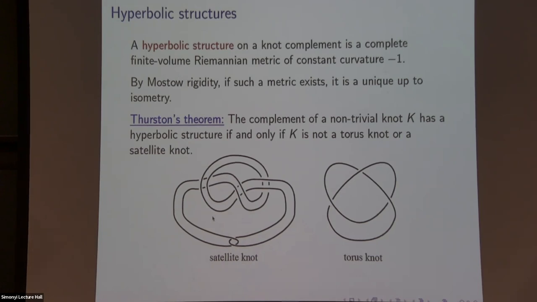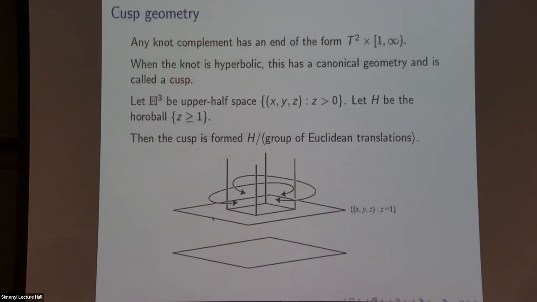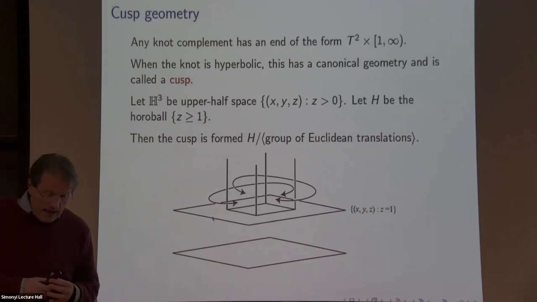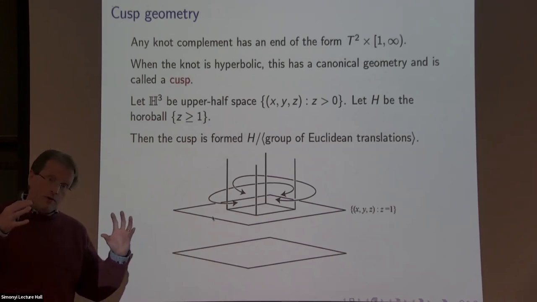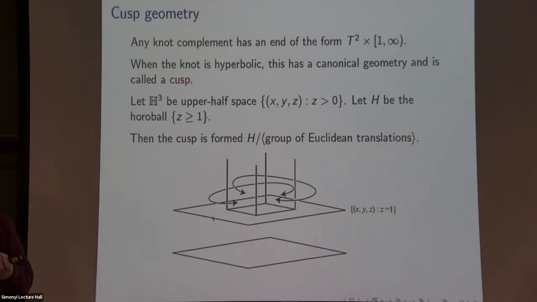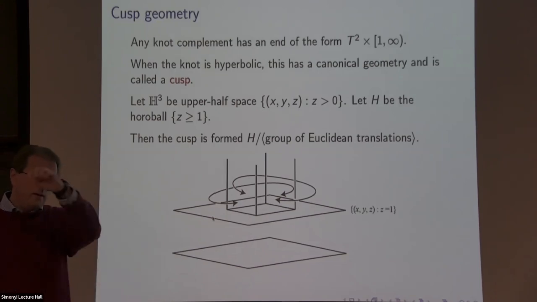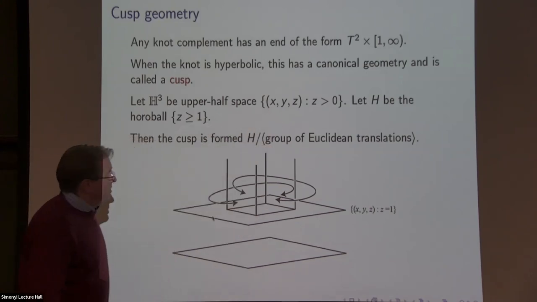Okay, so in some sense, generic knots are hyperbolic. And it's certainly reasonable to say that every knot can be built up from hyperbolic pieces and pieces that are somewhat like torus knots. There are lots of interesting aspects to the geometry of the hyperbolic structure. The one that's particularly relevant for us here is the so-called cusp geometry. Any knot complement has an end, which is just of the form torus cross half open interval. You can think of that as taking a tubular neighborhood of your knot, and when you drill the knot out, what's left is torus cross half open interval.